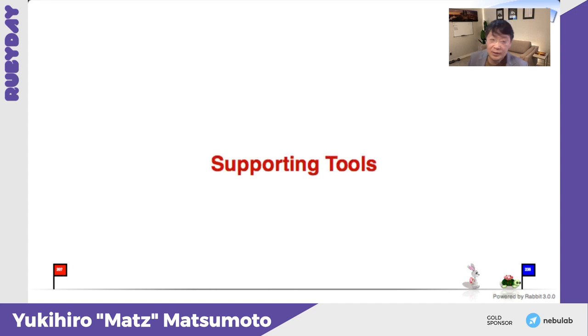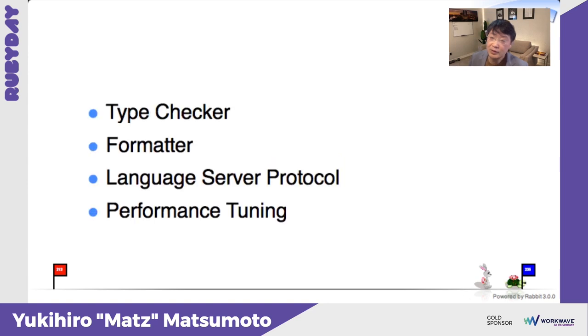So we have Solargraph as a language server protocol server. We have Sorbet as a static type checker. We have RuboCop for linters. We have a lot of those tools, and we encourage improvement on those tools. Better tools enable better user experience. We need more tools. We need type checkers, and we need formatters, language server protocol tools, performance tuning tools, debuggers, a lot of new things.